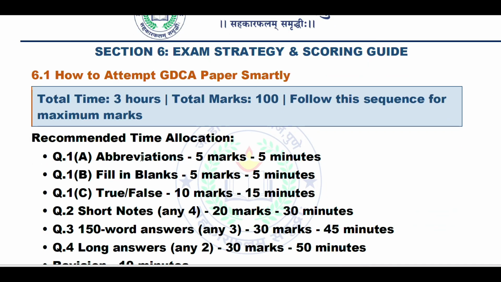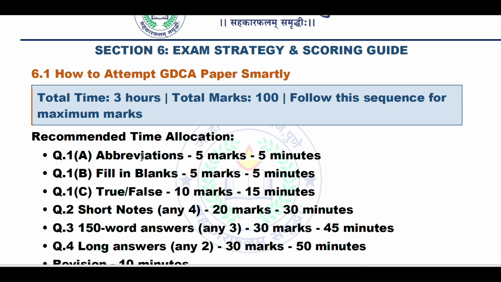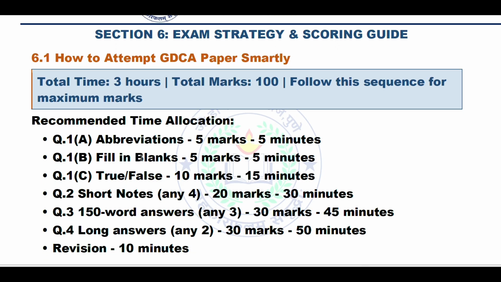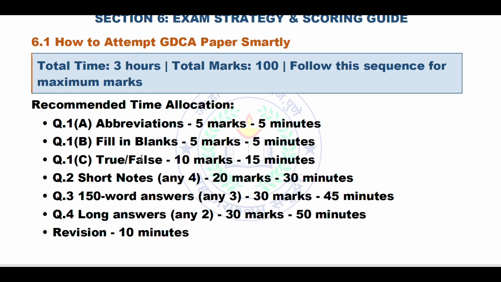So, section number 6, actually. For the exam, there are strategies and a scoring guide we have made for you. So, how to attempt the GDCA paper smartly. Here, the total time is 3 hours, and total marks are 100. If you follow the sequence for maximum marks and you know the answers properly, you will get good marks.